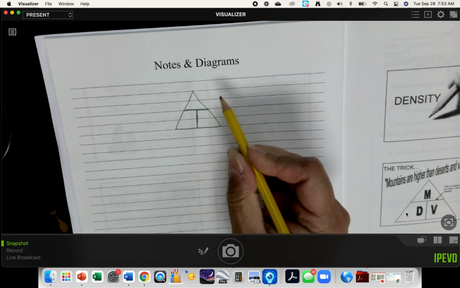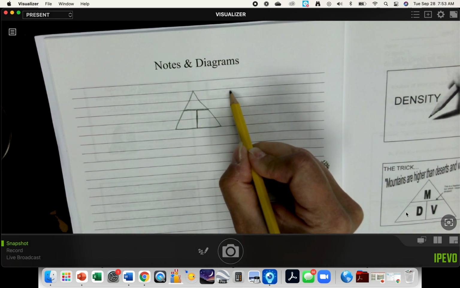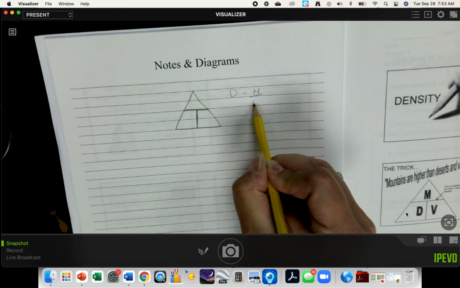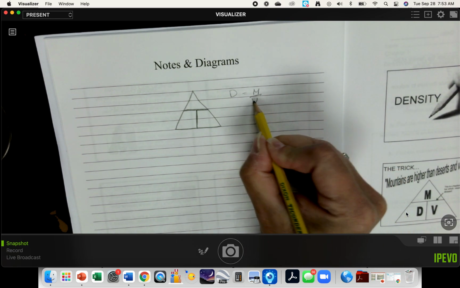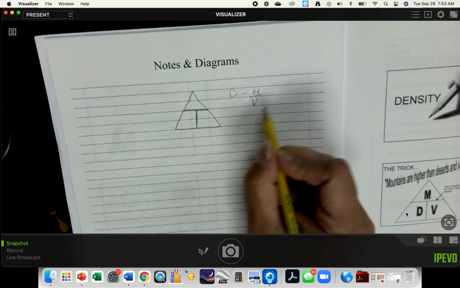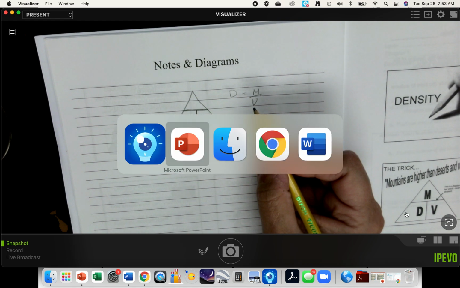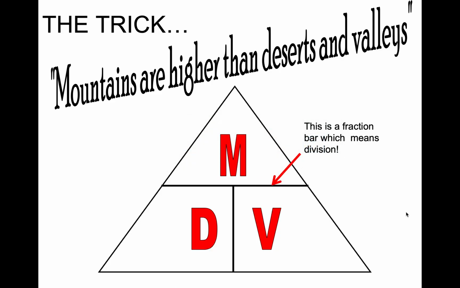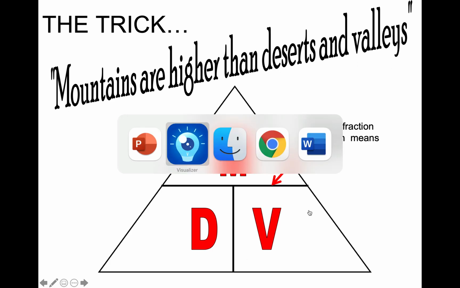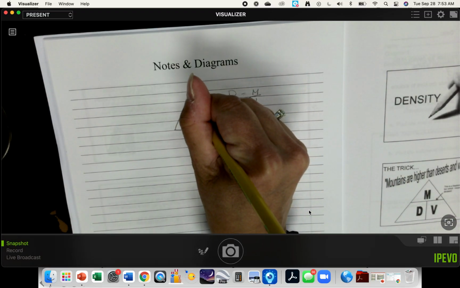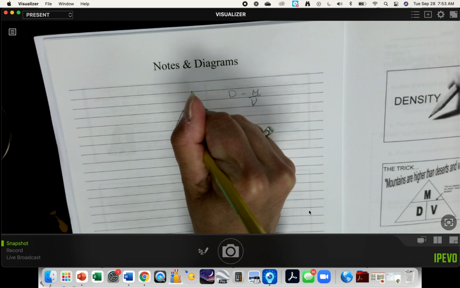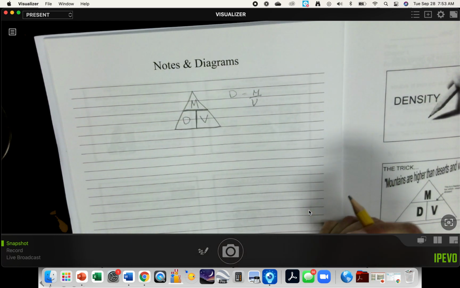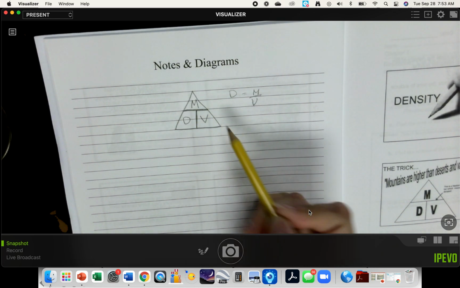Okay, now the trick is to fill this triangle in with the letters D, M, and V so that we can use the trick. So to use the trick, we have to construct the triangle first. So how do we remember how to fill this in? Well, there's a mnemonic device that we use, and the mnemonic device is mountains are higher than deserts and valleys. So mountains are higher than deserts and valleys. And that is how we're going to fill this in. So if you just remember that little mnemonic device and you just fill it in, you say mountains are higher than deserts and valleys.